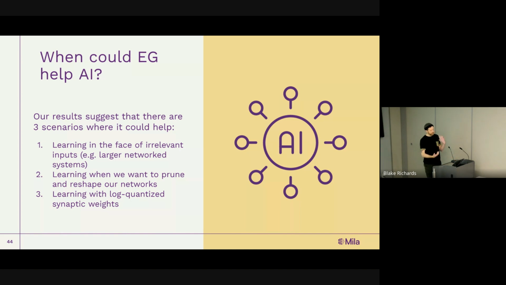And lastly, this is an interesting area as well. In theory, if you're using quantized synaptic weights to try to reduce the amount of energy that you have to use for shuffling around your weights in your system, it might be good to use log quantized weights, because that will allow you to have a larger range of synaptic weights with relatively low bit resolution. But if you're learning with log quantized weights, it should actually be better to do EG rather than GD, because EG is going to move smoothly between your log quantized bins in a nice way, whereas GD is going to struggle sometimes to move into the larger bins.